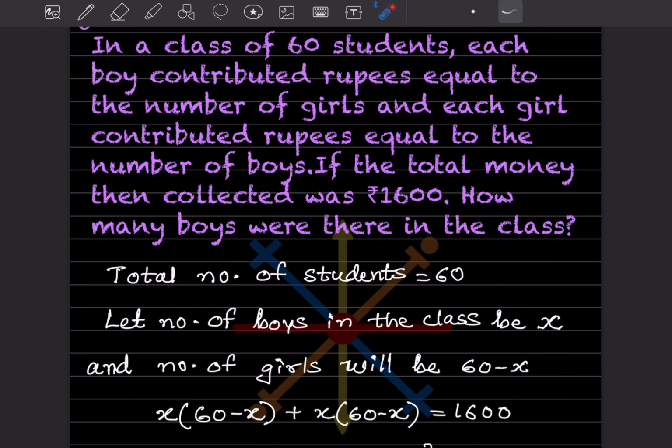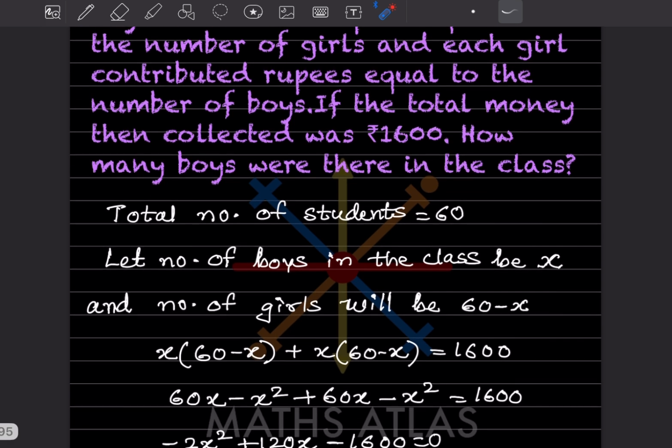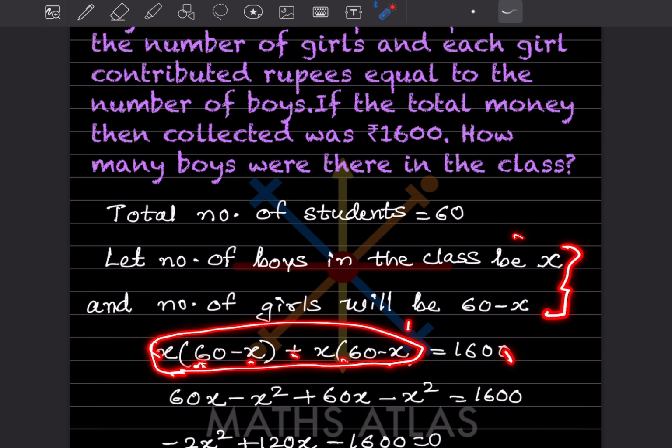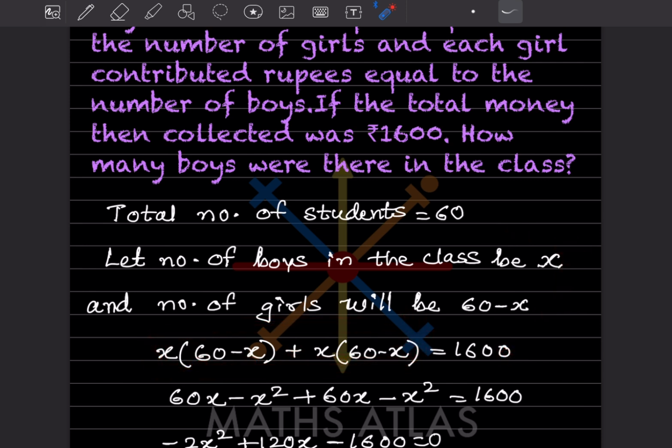So now what will you do here? Both of them are equal. Each boy has contributed equal to the number of girls, and each girl has contributed equal to the number of boys. So what we can write, this step is an important step: x into 60 minus x, plus x into 60 minus x, you have to write it 2 times, is equal to 1600. So be careful with this step.